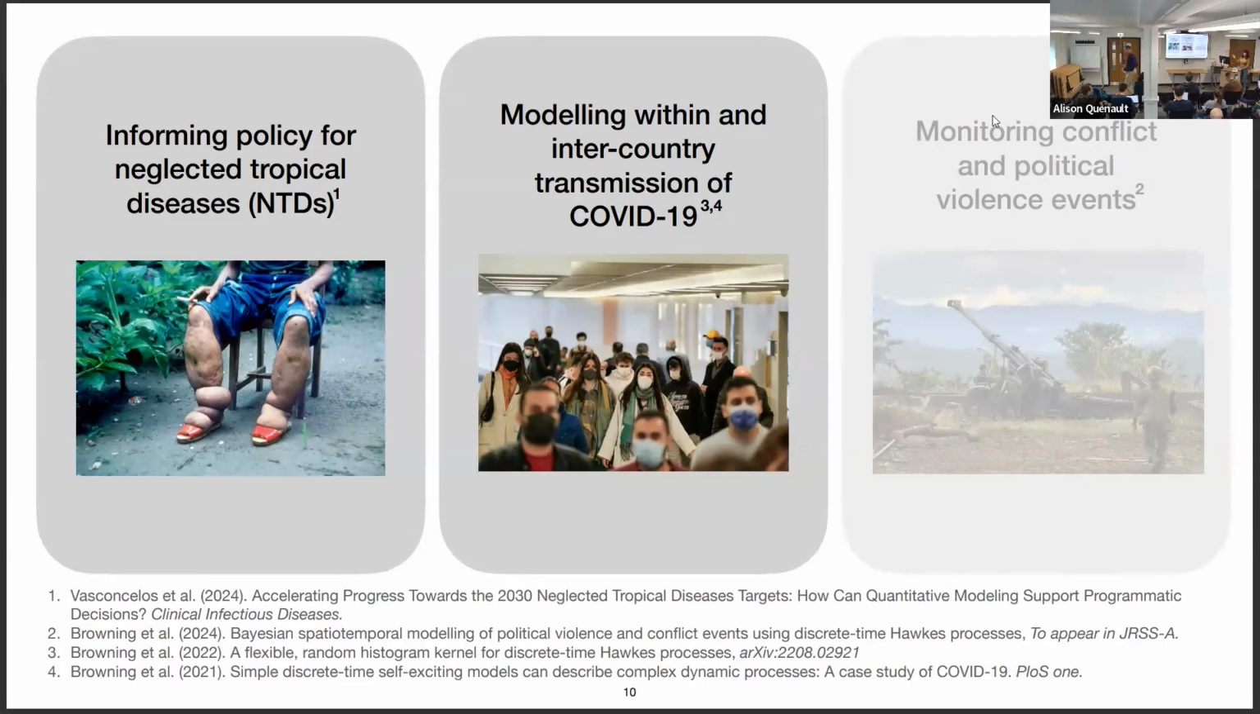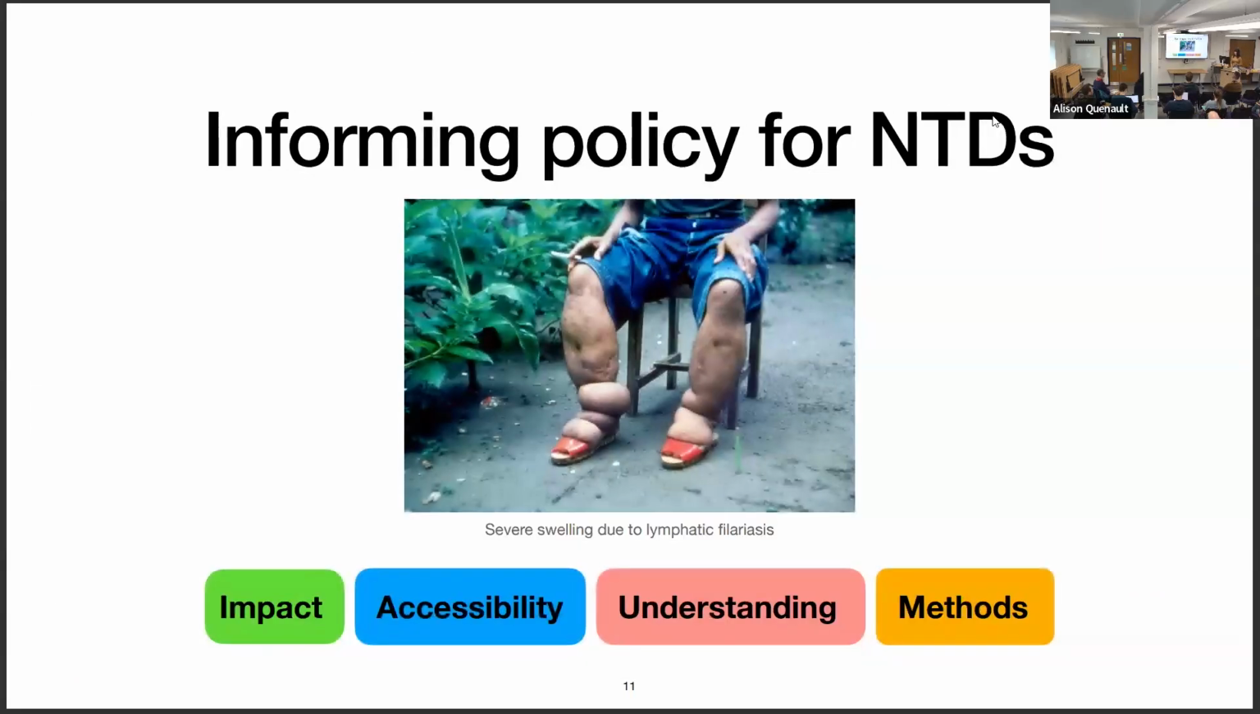Like I mentioned, I'll talk about two applications of Bayesian statistics for applied problems today. The first is looking at controlling neglected tropical diseases, and the second is around modelling some aspects of COVID transmission. There's another branch of work that I've done looking at conflict and political violence events, which I think is a nice application of these Bayesian methods, but not really relevant for this audience. So if anyone happens to be interested in conflict, feel free to come and chat. I'm very happy to talk about it. But today I'll focus on these other two branches.